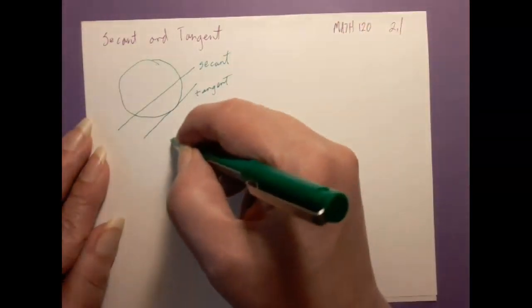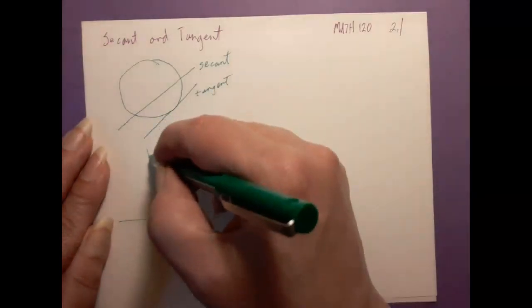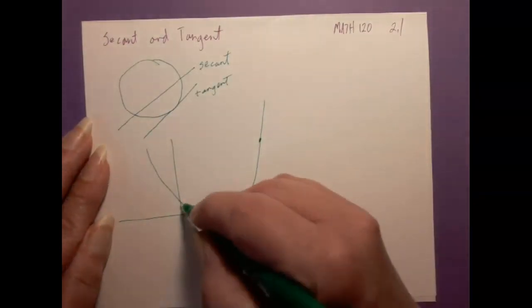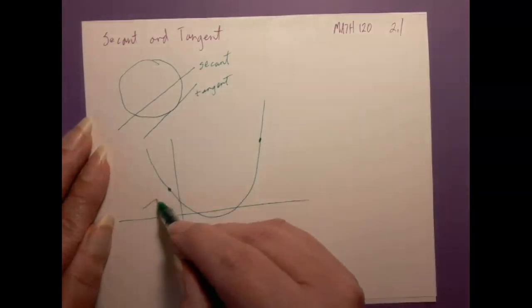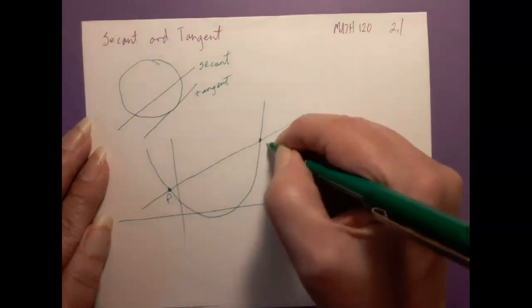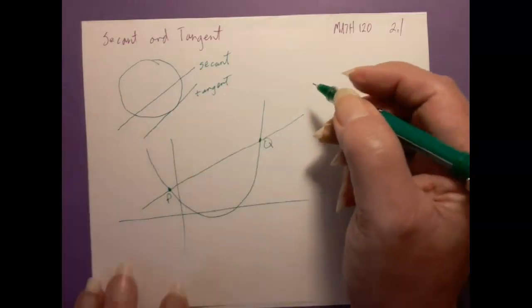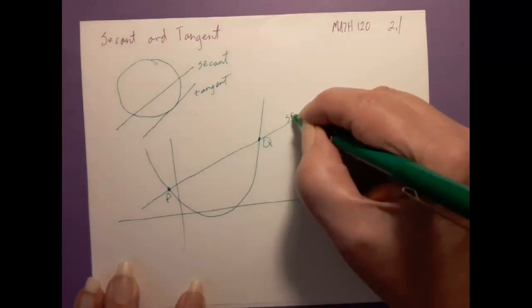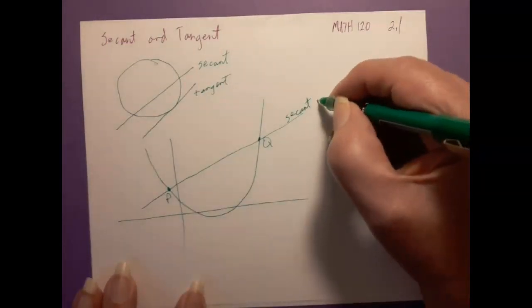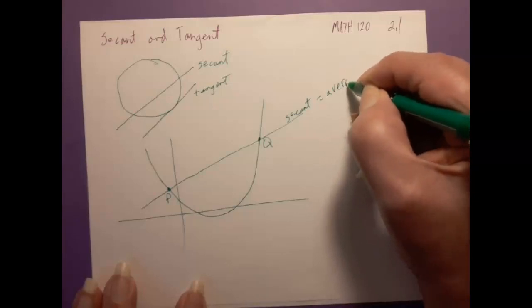So if we're looking at a curve, maybe just a parabola, if we want a secant line, you put a line through 2 points, P and Q. And this would give us a secant line. The slope here is called the average velocity.